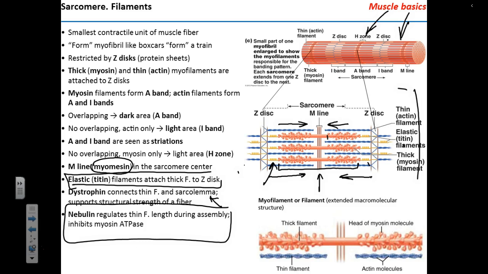And you can imagine when there is a relaxation, myosin releases actin, and Z discs move back because of the elastic action of elastic filaments. Does that make sense? So muscle can contract, but when it relaxes, it recoils back.